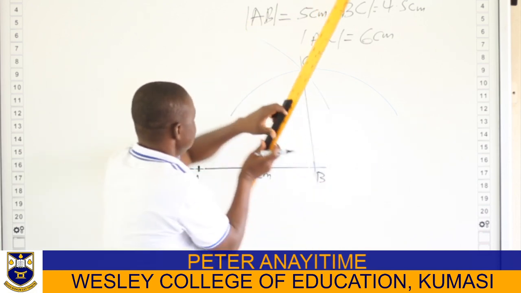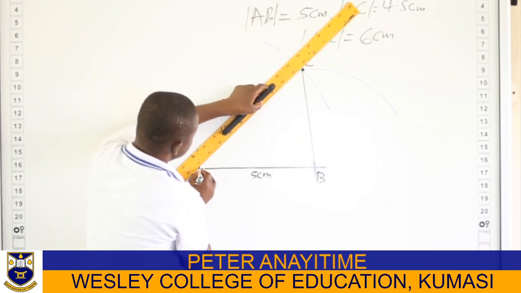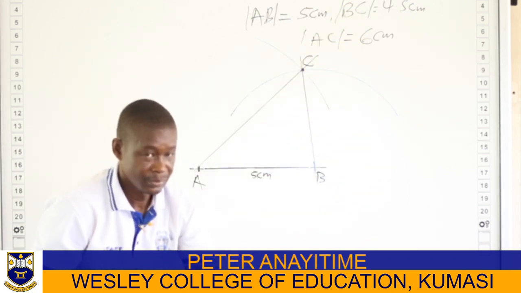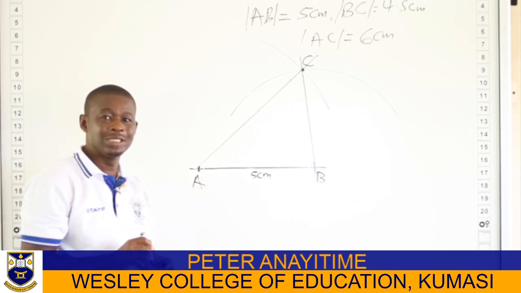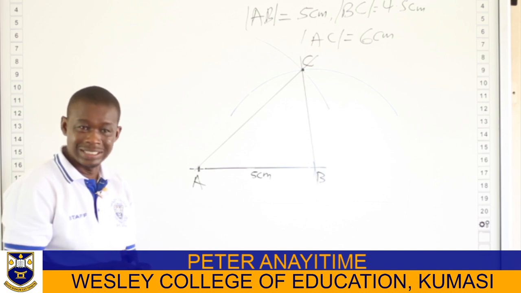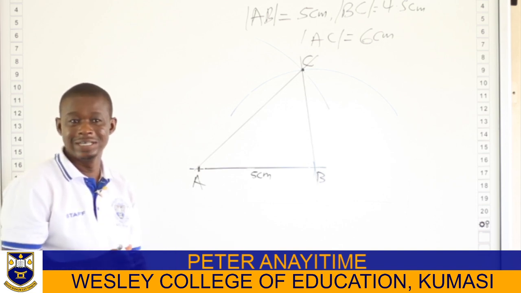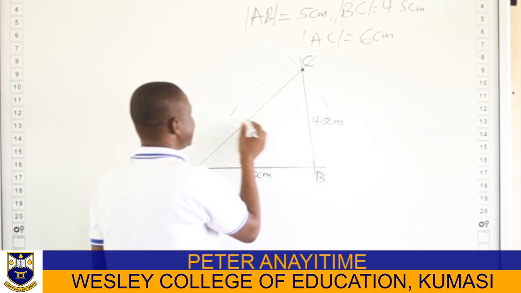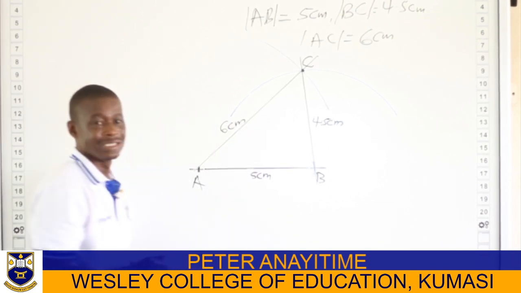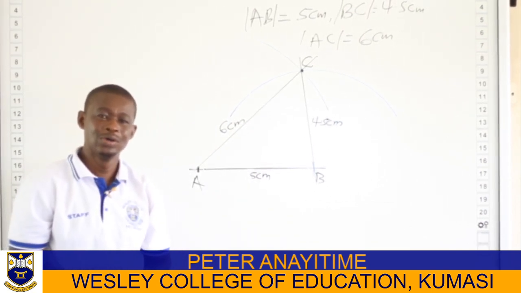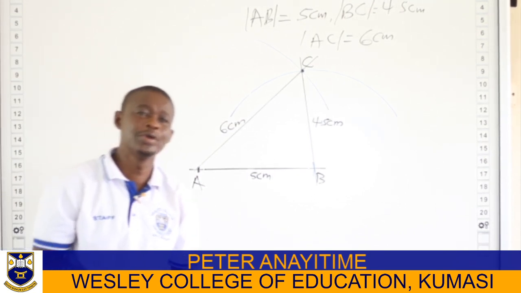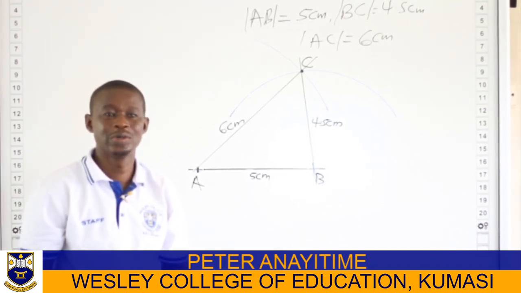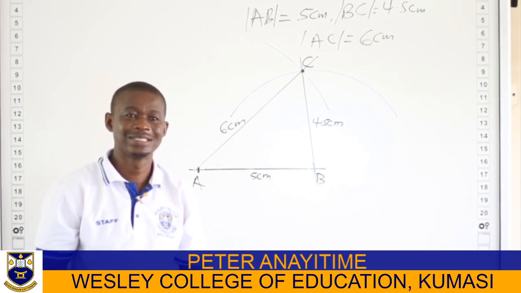Good. Now when you finish, please don't just leave it like this. You were given dimensions, so please label everything. Write the dimension beside each side. So here is 4.5 centimeters. This is 6 centimeters. So that is how to construct a triangle when you know all the 3 sides.